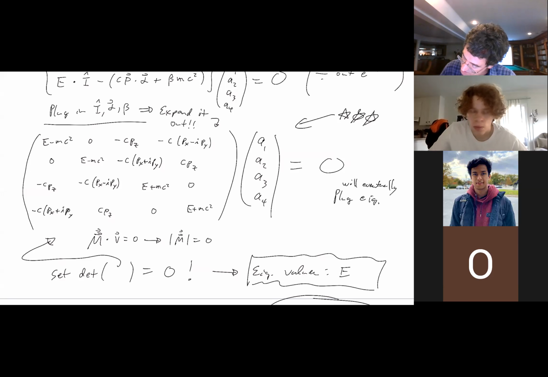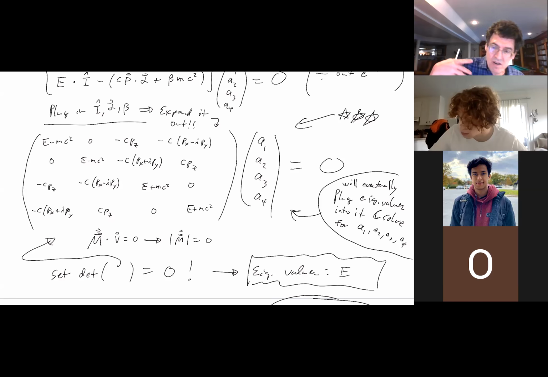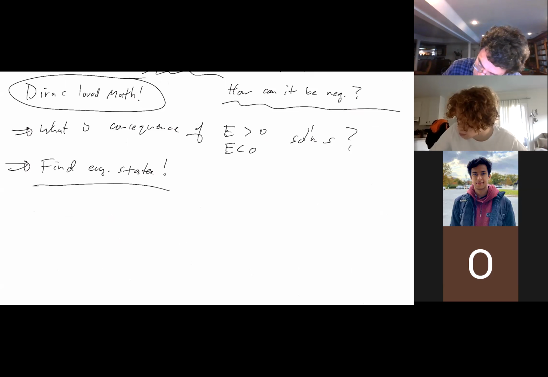Plug the eigenvalues into it and solve for A1 through A4. A1, A2, A3, A4. That's exactly right. So we plug our eigenvalues into it and we solve, okay? And that's what we're going to do. So find eigenstates.